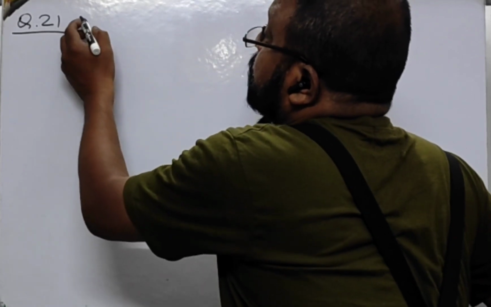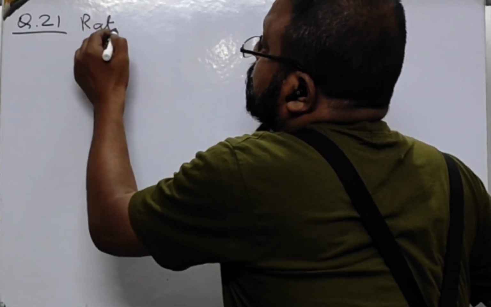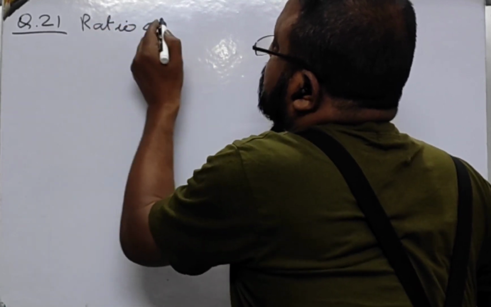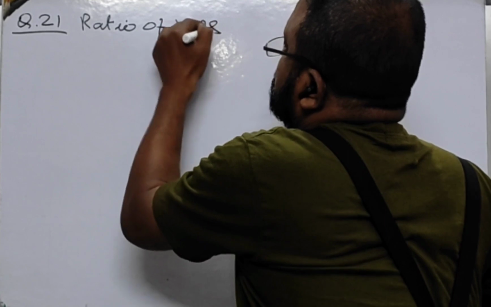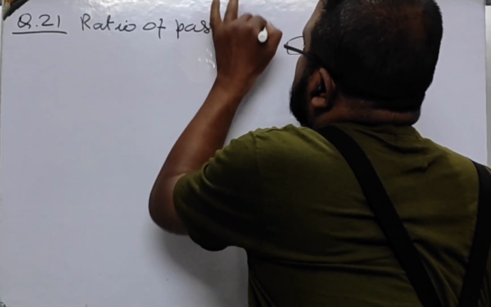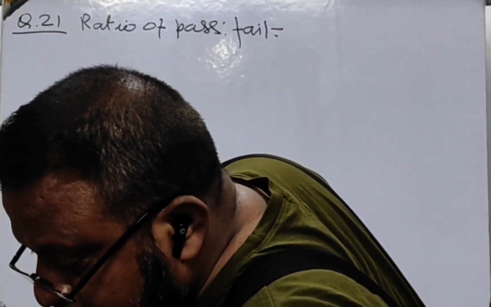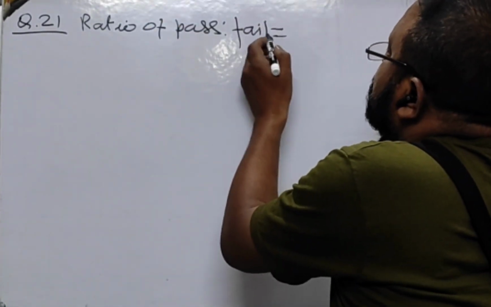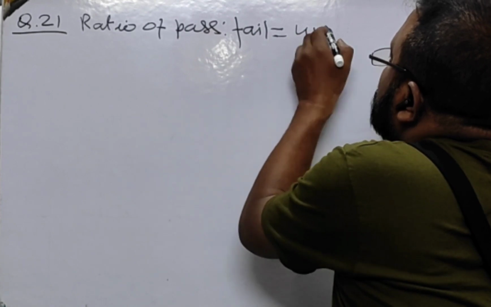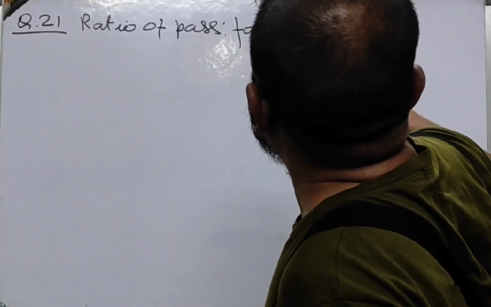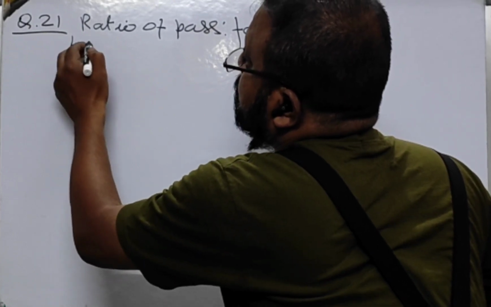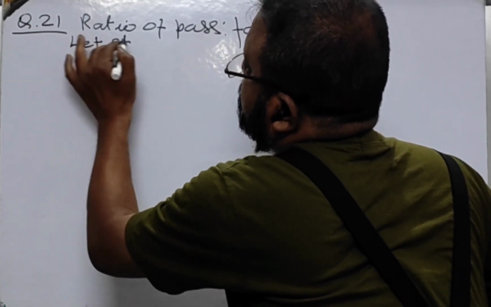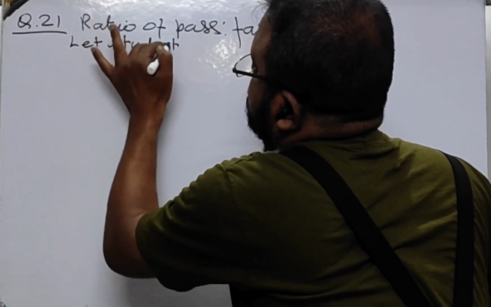In an examination, the ratio of pass to fail students is equal to 4:1, right? Let the number of students be x.